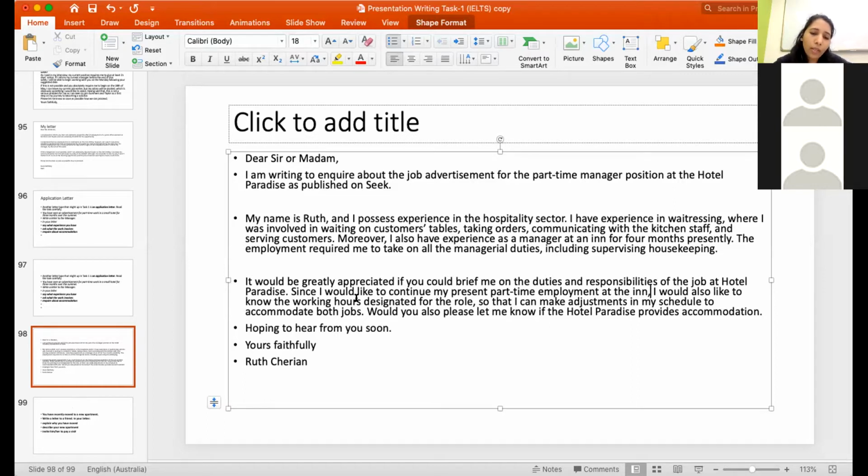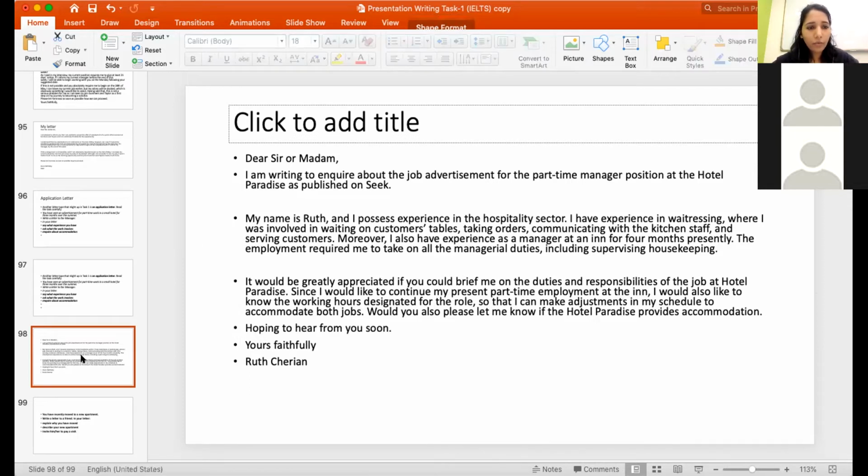I would also like to know the working hours designated for the role so that I can make adjustments in my schedule to accommodate both jobs. Would you also please let me know if the Hotel Paradise provides accommodation? Hoping to hear from you soon, and yours faithfully, Ruth Cherian. So it's the same, except that you didn't want their free accommodation. You wanted to know if they have any accommodations nearby for you to be near work, and I think it was good enough.